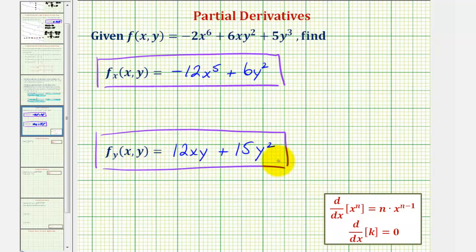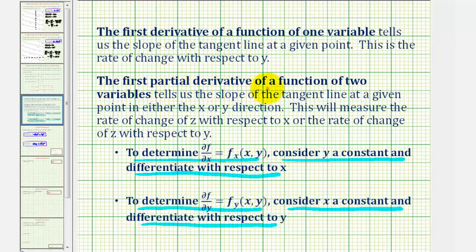But before we go, let's quickly review what these functions will tell us about the function f of x comma y. The first partial derivative of a function of two variables tells us the slope of the tangent line at a given point in either the x or y direction based upon which partial derivative. This will measure the rate of change of z, or the function, with respect to x, or the rate of change of z, or the function, with respect to y, again depending on which partial derivative we're referring to.